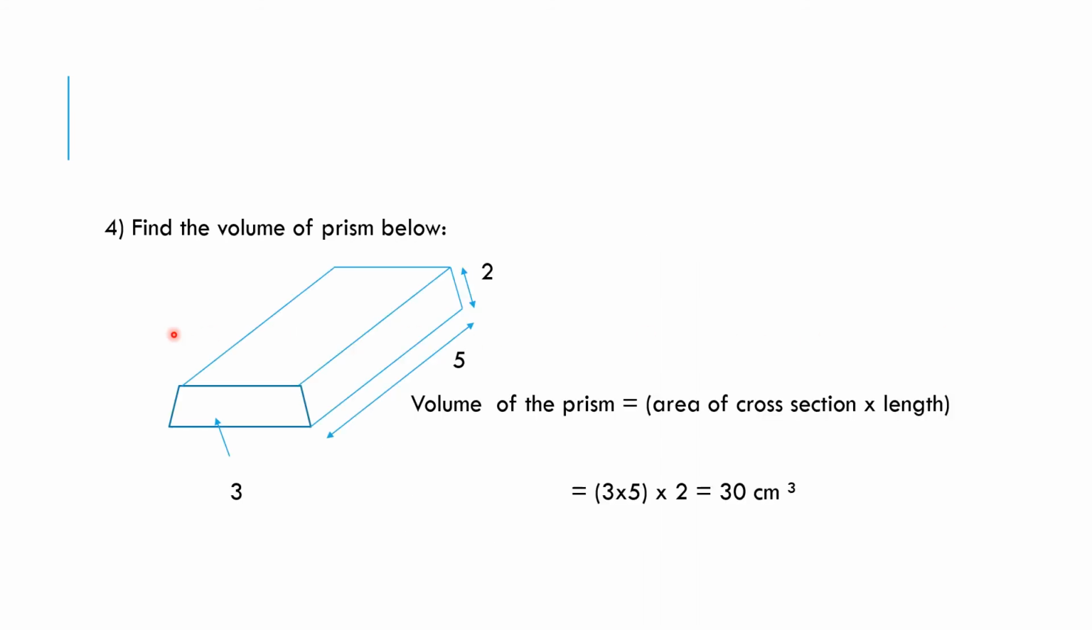Okay, let's have a look at another question. Here we have to find the volume of the prism below. This is 3, this is 5, and this is 2. So the volume of the prism is area of the cross section into length. So the area of the cross section is 3 times 5 into the length 2. So 3 times 5 into 2, that is 15 times 2 is 30 cubic centimeter. So the volume of the prism is 30 cubic centimeters.